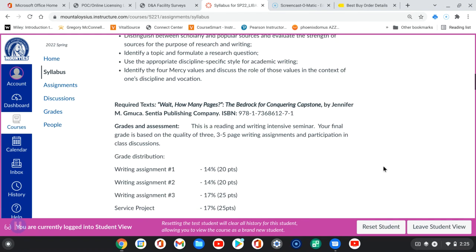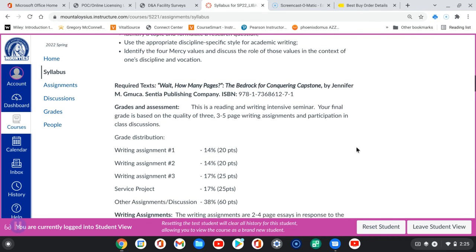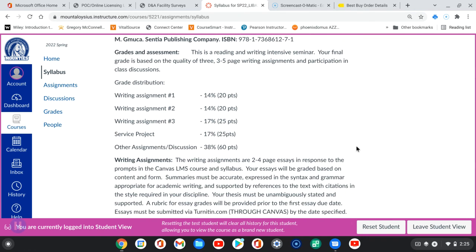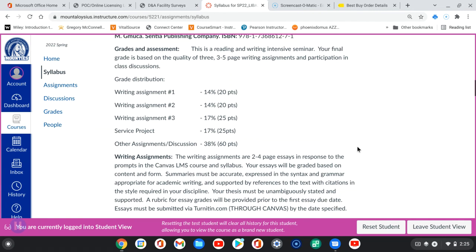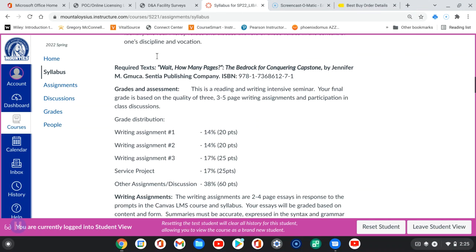The required textbook for this is a new textbook published by one of the Mount part-time adjunct faculty members, Jennifer Gamuka. And the textbook is titled, Wait, How Many Pages? The Bedrock for Conquering Capstone. This text will be used throughout the course, as I mentioned in the first video that I posted, so I'm not going to go into that in any more detail, but this is where you'll find the information about the textbook, including the ISBN number for it as well.